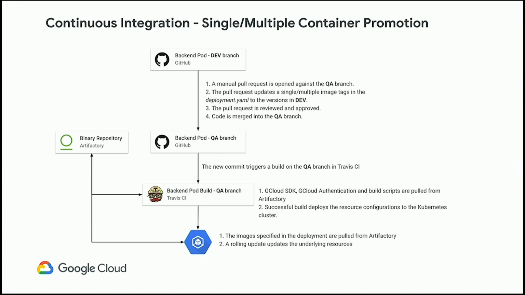So here you see we have the backend pod. We have the backend pod for the dev branch. In order to promote to QA in this instance, a pull request gets opened against the QA branch. That pull request, once approved, then updates a single or multiple image tags, depending on the configuration we're choosing, in the deployment YAML to the versions in dev. Then it's reviewed and approved, and then code is merged into the QA branch.